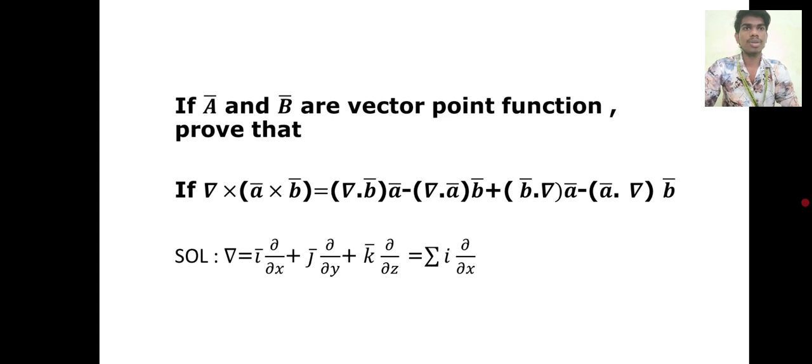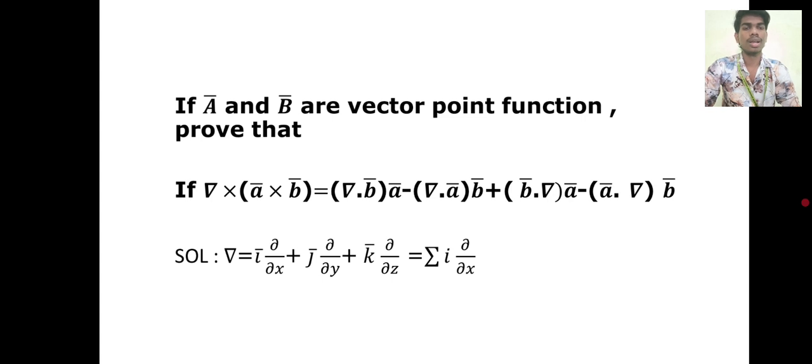If A bar and B bar are vector point functions, prove that del cross of A bar cross B bar is equal to, in brackets, del dot B bar into A bar minus del dot A bar into B bar plus B bar dot del A bar minus A bar dot del into B bar.